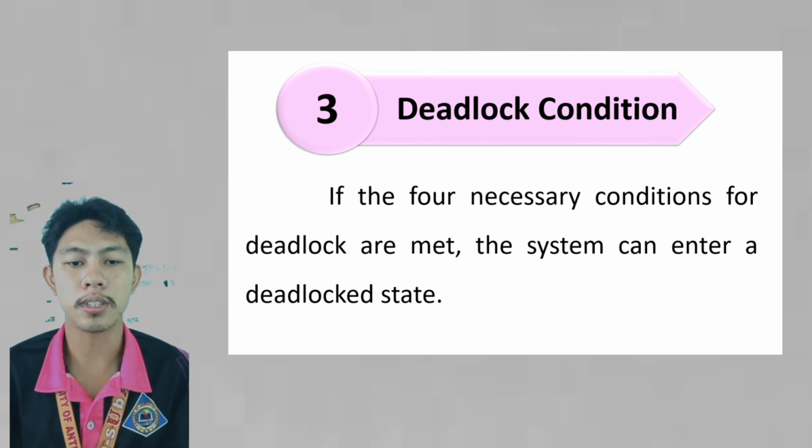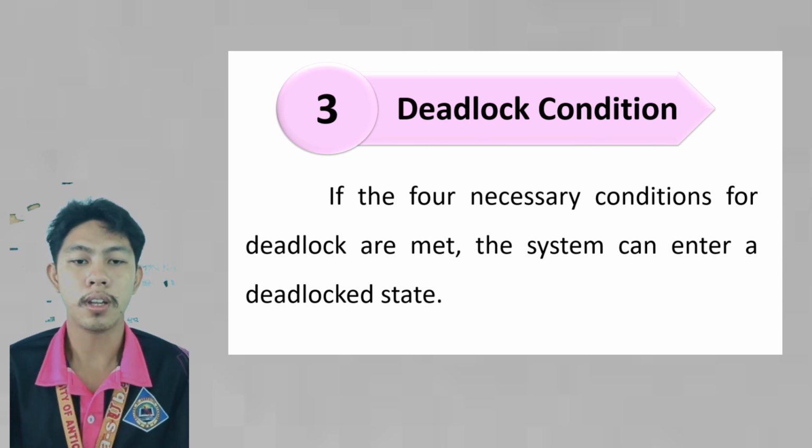And the fourth, the 4 necessary conditions for deadlock. Number 1, mutual exclusion, 2, hold and wait, 3, no preemption, and 4, circular wait.